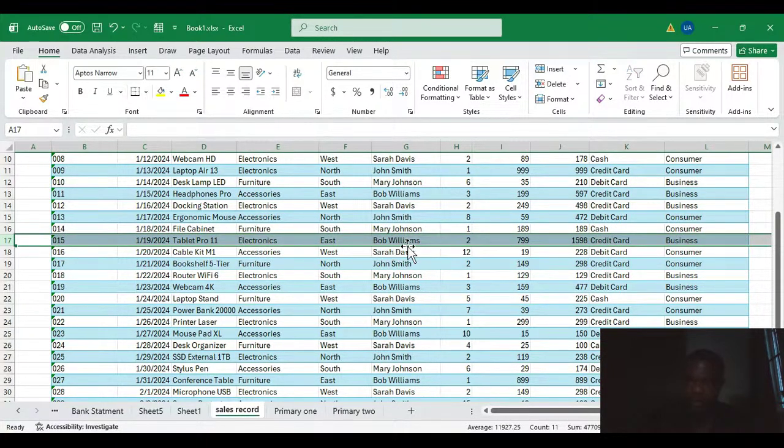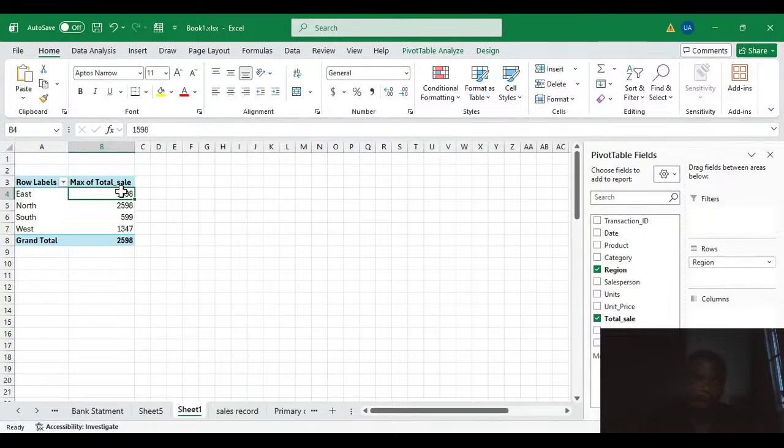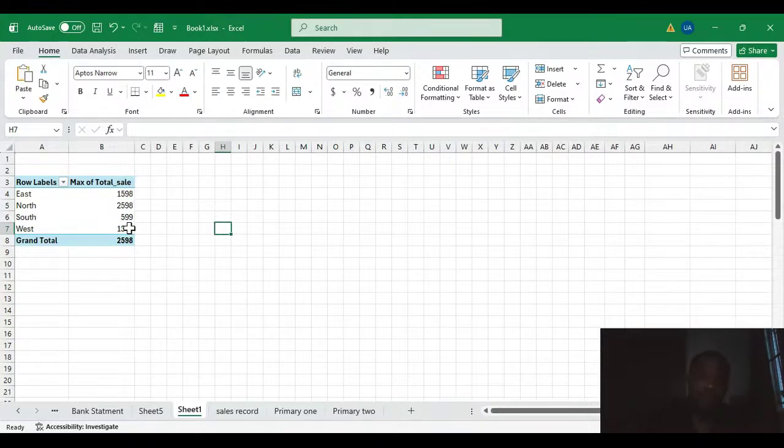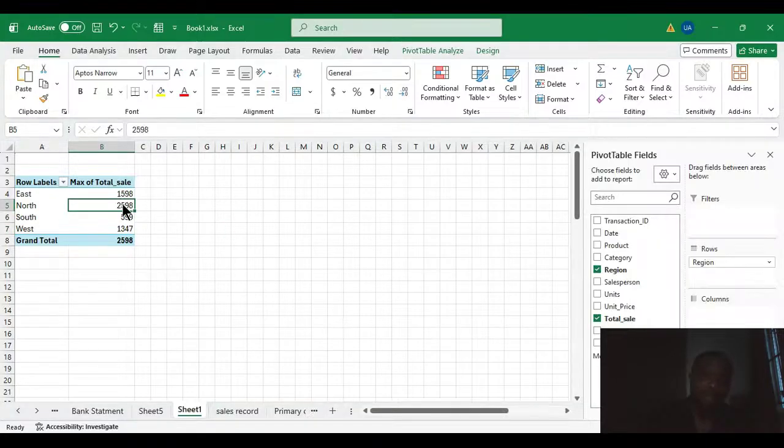It was sold by Bob Williams. Yeah, Bob Williams sold the highest amount here. Then for the north region also, the highest amount that was sold was actually 2,598 and so on. So you can actually look for the max, you can look for the average, you can look for the mean, then you can also count the number of items that was sold.